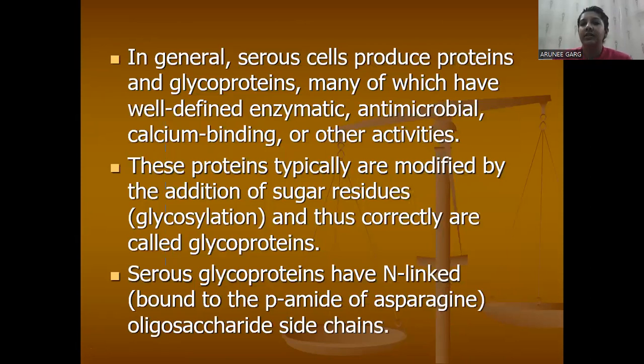In general, the serous cells produce proteins and glycoproteins, many of which have well-defined enzymatic, antimicrobial, calcium binding, and other activities. These proteins typically are modified by the addition of sugar residues and thus correctly are called glycoproteins. Serous glycoproteins have N-linked oligosaccharide side chains.